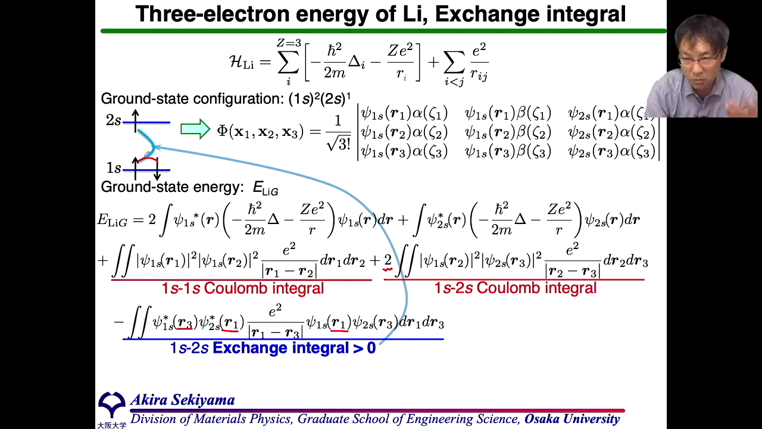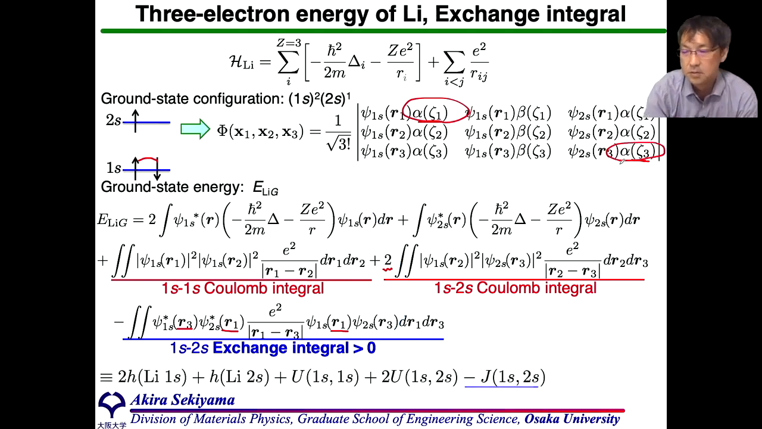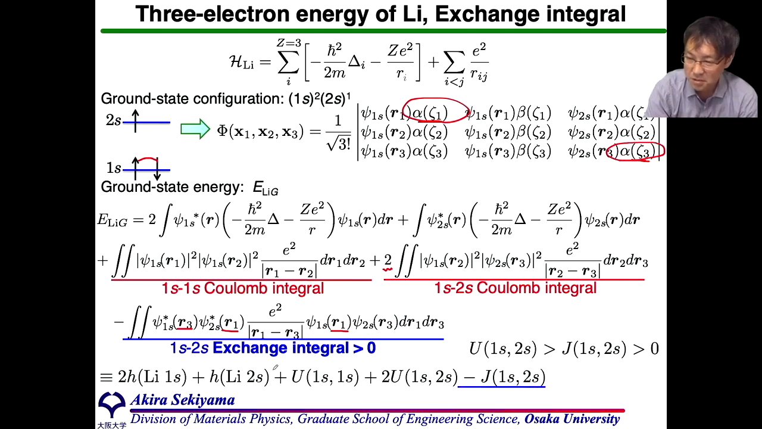Here the concrete exchange means exchange between the 1s orbital and 2s orbital with the same spin. This integral gives a finite value for the combination of the same spin electrons, like this. Okay? Then we get total energy like this. It is known that the exchange integral is positive but smaller than the Coulomb integral with the same combination, 1s and 2s orbitals, like this one.